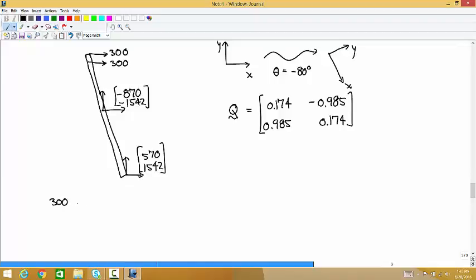So the 300, yep. Those 570 is for the other one, but this one should be 269 or 270 and then 1542. Oh, it should be what? 260. You can use 270. For this? No, for that. This? Yeah. 270? Oh, yeah. Right.